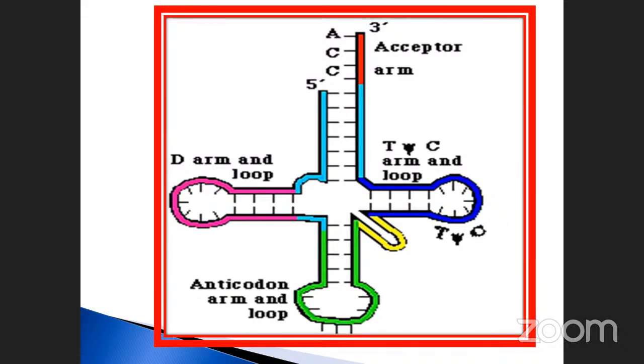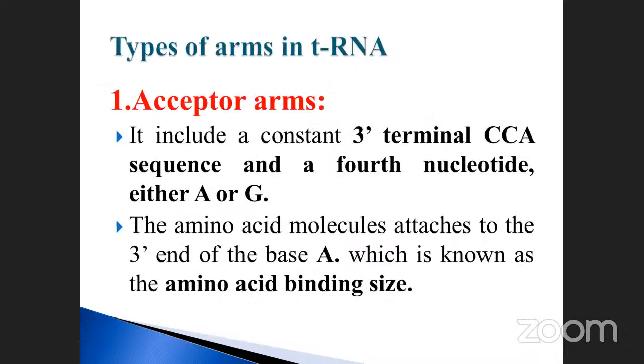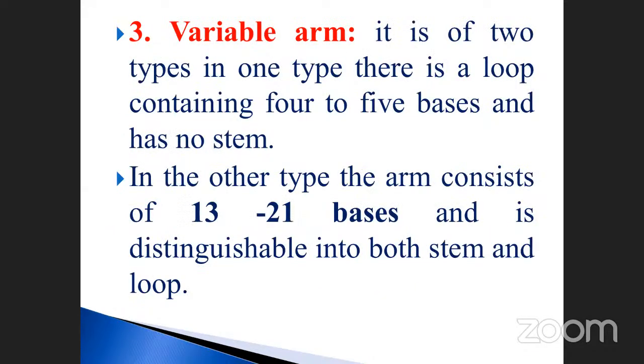This is called T arms, T loops, isn't it? But exactly what is that, the T psi C arm. Okay, this is also an extraordinary anticodon loop. DHU arm, this is called dihydrouridine. You can see the next diagram, you can understand that structure.